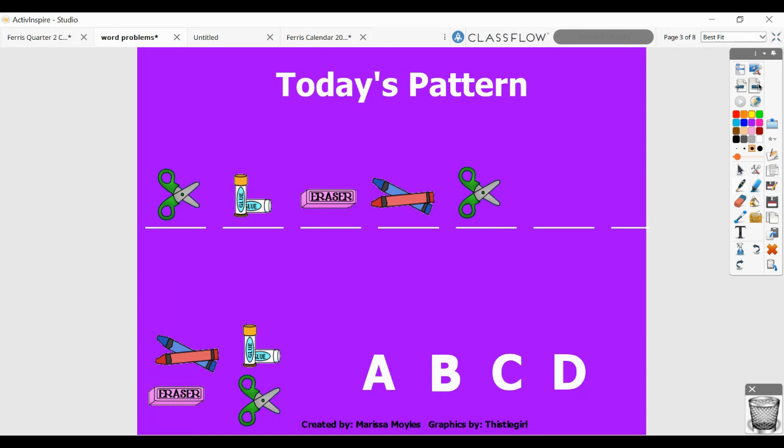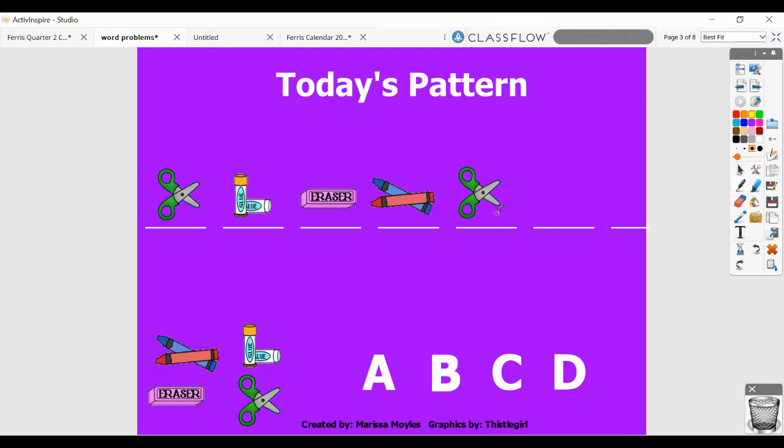Let's try to predict what comes next. Scissor, glue, eraser, scissor, whoopsies, no one's perfect. That's why pencils have erasers. You can say it with me so I can get it right. Scissor, glue, eraser, crayons, scissor.